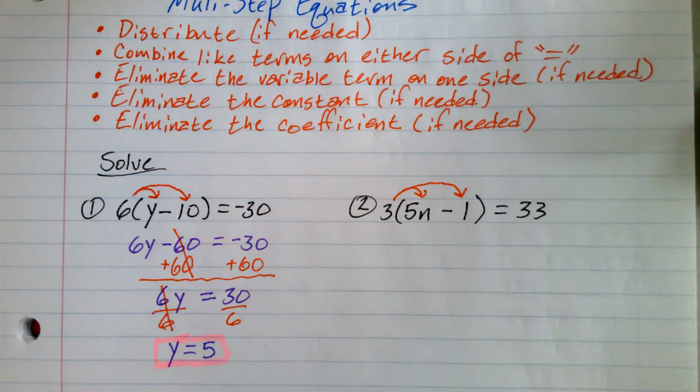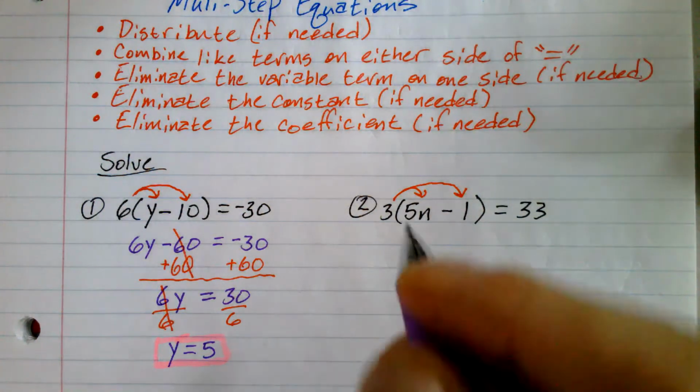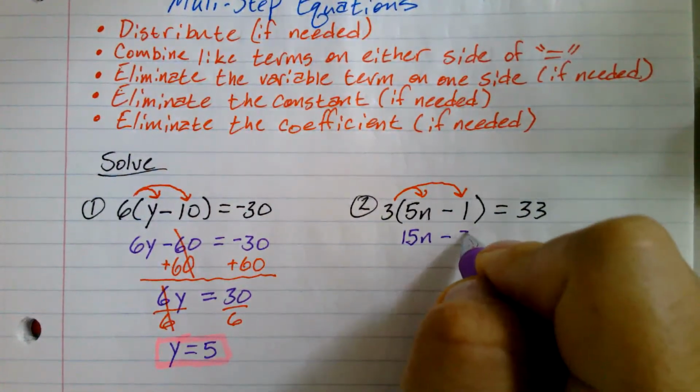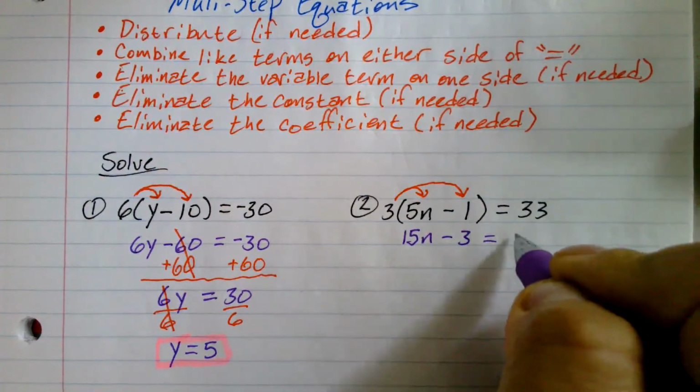Five n, 15n minus 3, yes. 15n minus 3 equals 33.